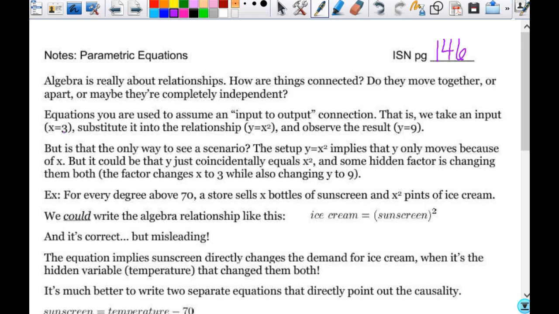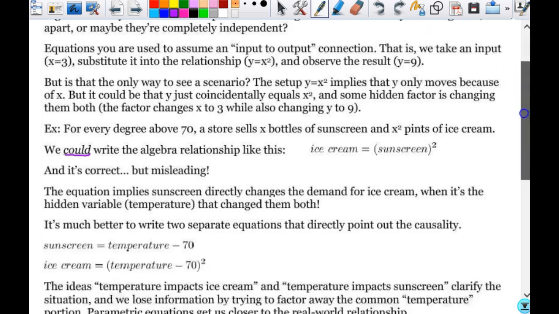All right, so here's an example. For every degree above 70, a store sells x bottles of sunscreen and x squared pints of ice cream. So we could write the algebra relationship like this: ice cream equals sunscreen squared. So every sunscreen, we put it in there and we square it. That's how many ice creams we sell. Does that make sense to you? And it's correct, but it's misleading. Because really, does however many sunscreens get sold really determine how much ice cream gets sold? No, it really doesn't. It's just kind of something that happens.